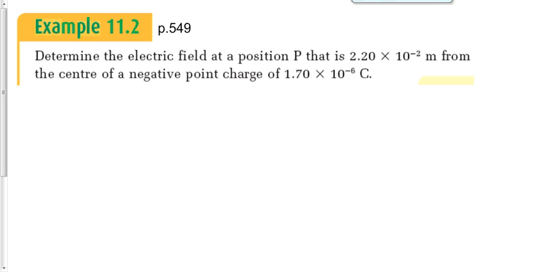Determine the field strength at a position P that's this far away from the center of a negative charge, 1.7 times 10 negative 6 coulombs. We want to find the field strength out here. We don't know if there's anything there. Okay, we just know there's a point in space there. It's like saying, what's the gravitational field strength a meter above the Earth? Is there something there to feel it? Maybe. Maybe not. Is there something there to experience this field? Maybe, maybe not. If there is, we don't know anything about it.